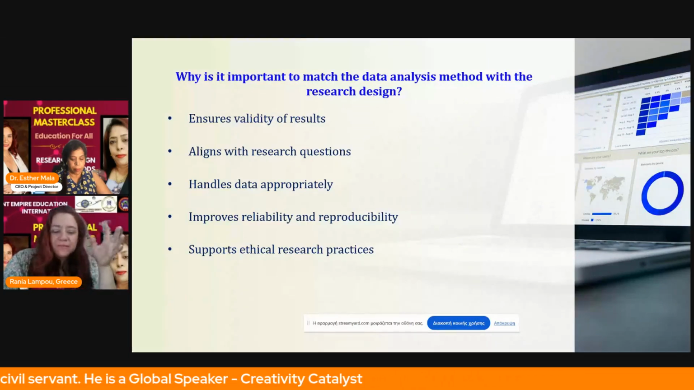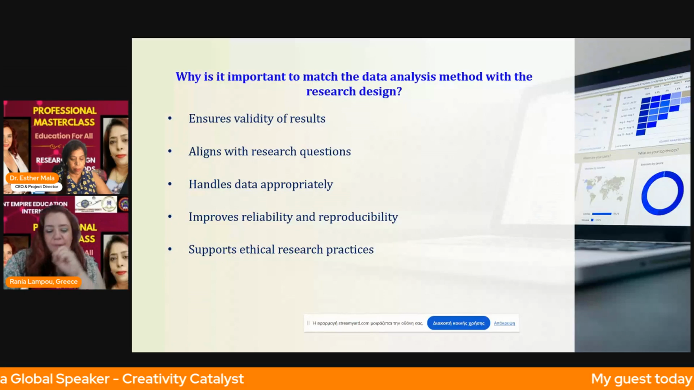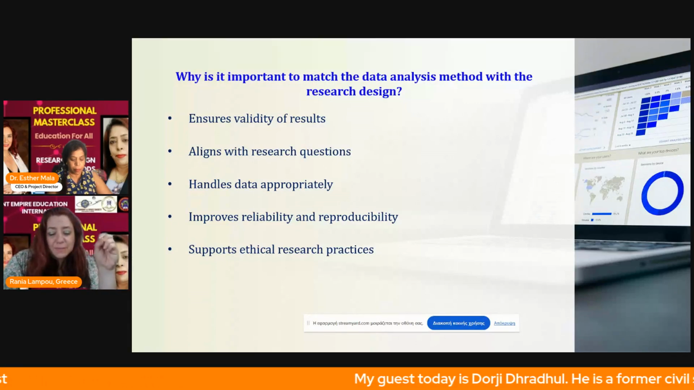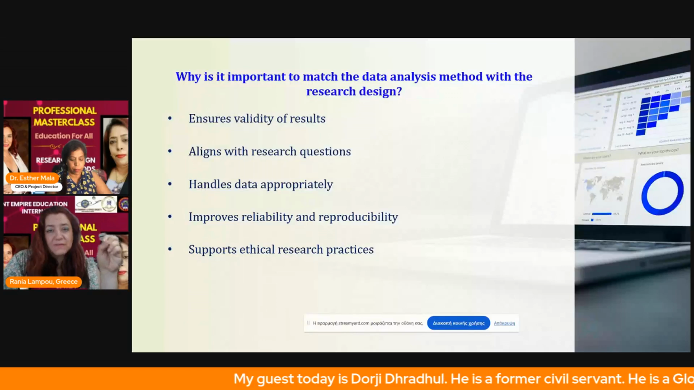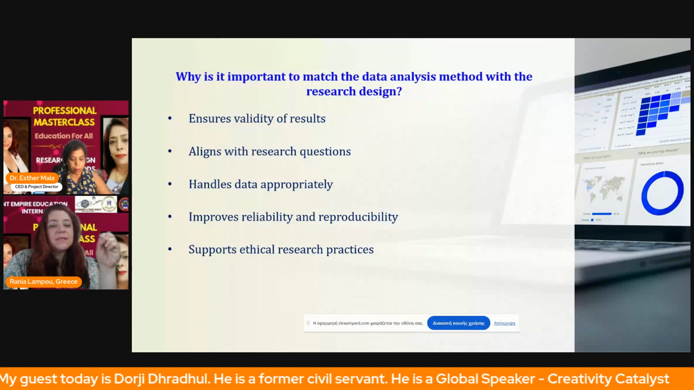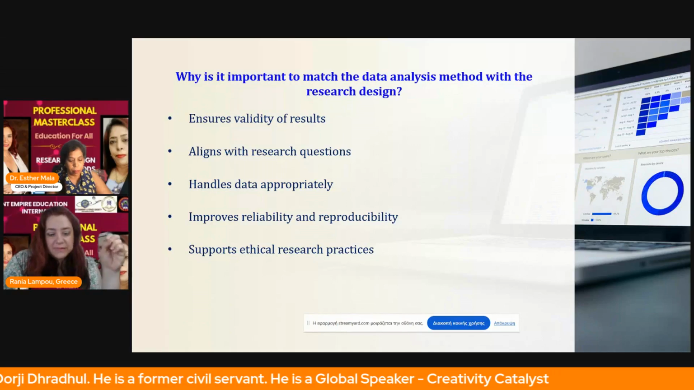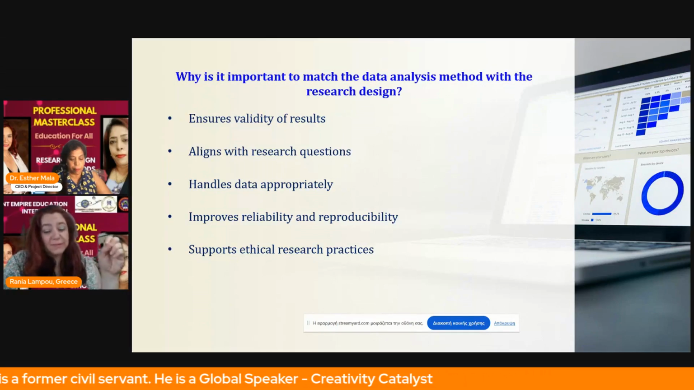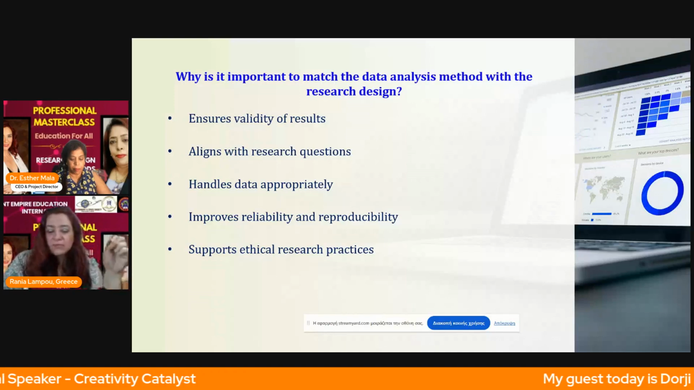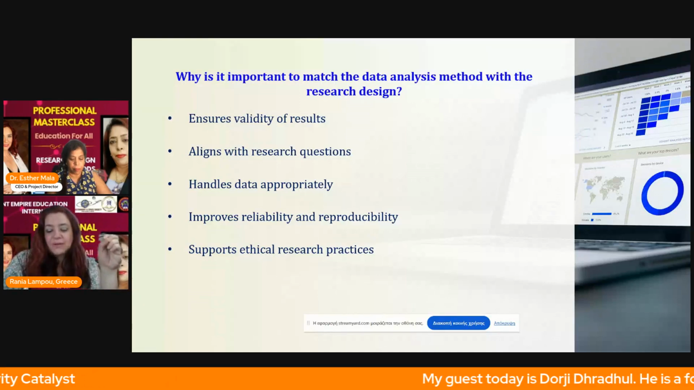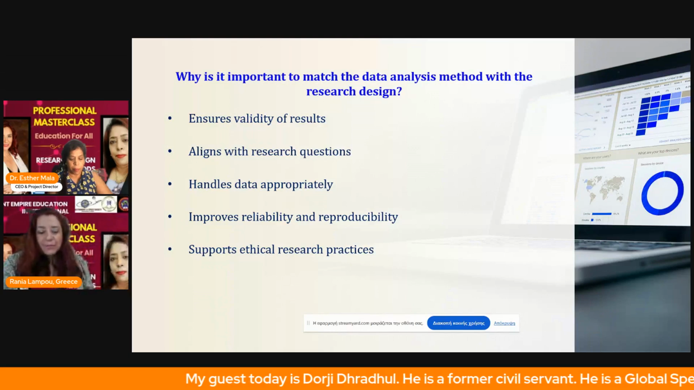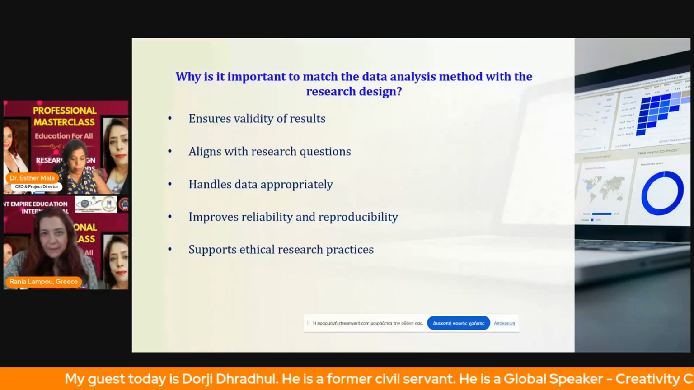Second, it aligns with the research question. Each research design is structured to answer a specific type of question. The data analysis method must fit these questions to effectively test a hypothesis or explore phenomena. It handles data appropriately, because quantitative designs produce numerical data needing statistical analysis, while qualitative designs produce textual or visual data needing thematic or content analysis. Applying the wrong method might distort the data's meaning.